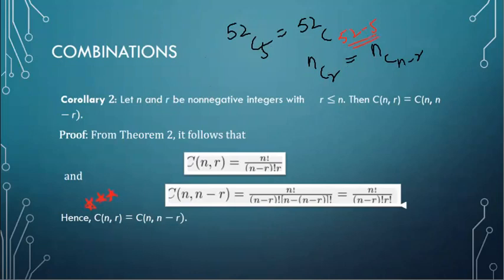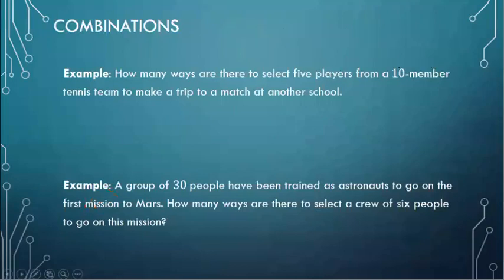This is a very important equality to be remembered. Now the next problem is, how many ways are there to select 5 players from a 10-member tennis team to make a trip to a match at another school? Over here, the total number of players, n, is equal to 10, and we are supposed to select 5, so R will be 5. So we are supposed to find C of 10, 5, which is 10 factorial by 5 factorial into 5 factorial. This is equivalent to 252.